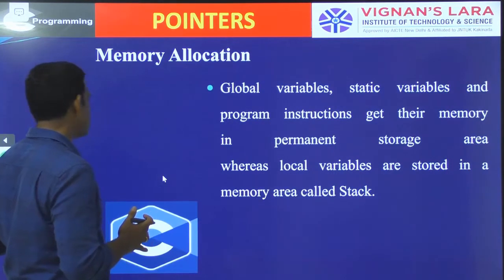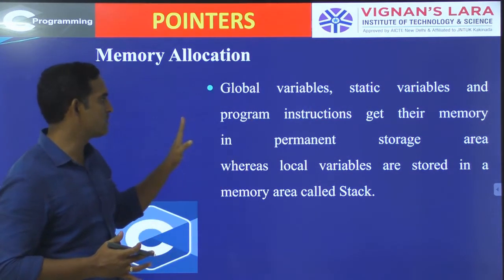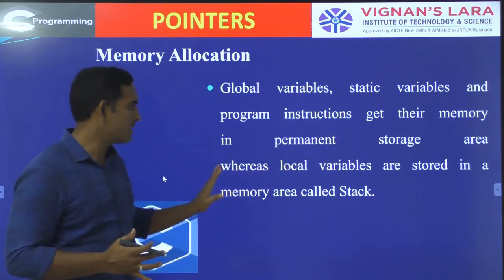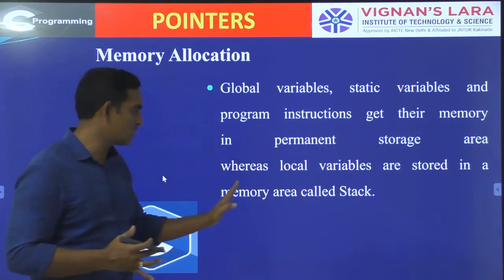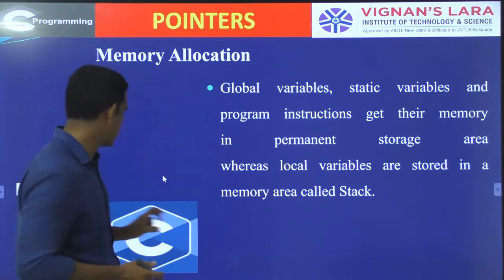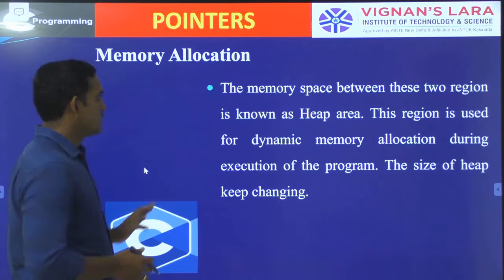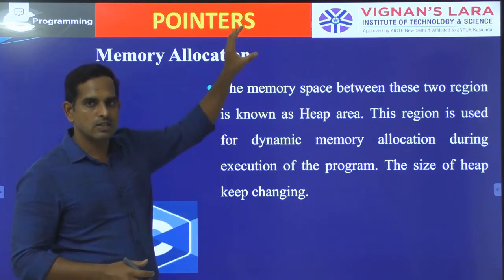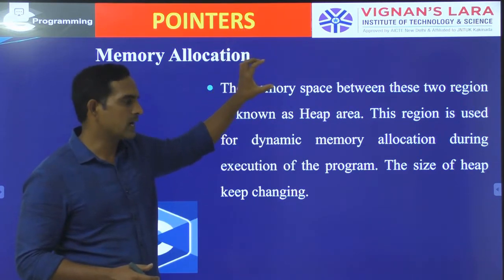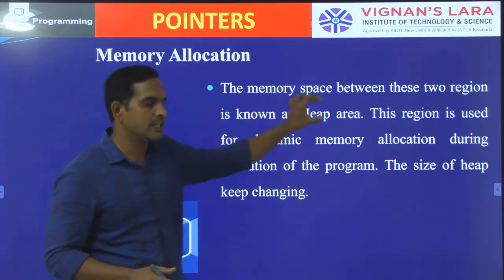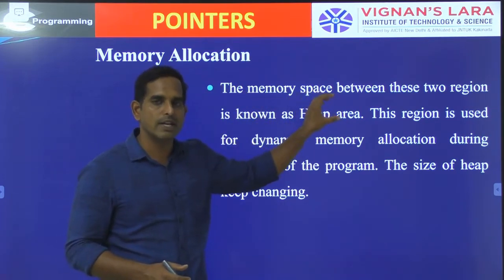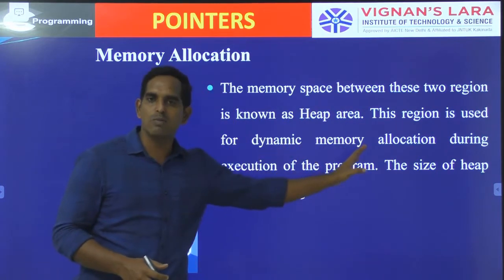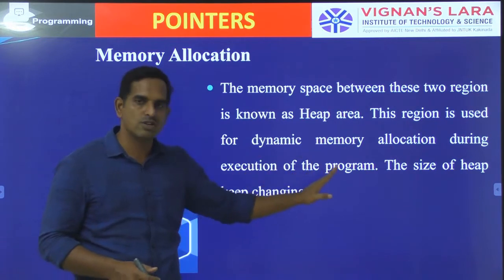So the global variables, static variables, and the programming instructions get their memory in the permanent storage area, whereas the local variables are stored in the memory area called the stack, as I already told you. Next, the memory space between these two regions, that is the permanent storage and the stack, will be called the free memory or the heap area. This region is used for dynamic memory allocation during the execution of the program.